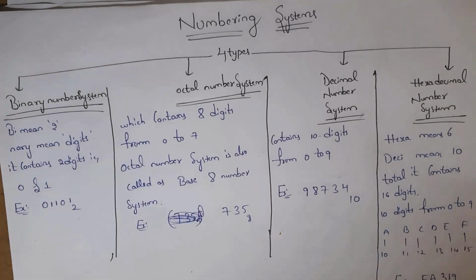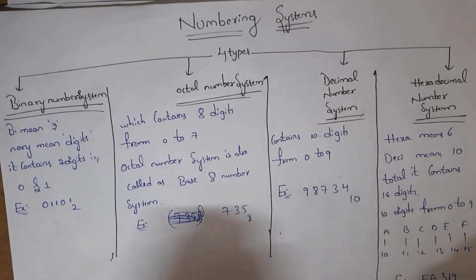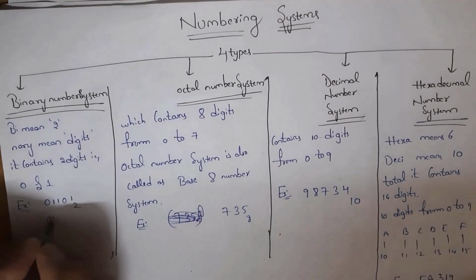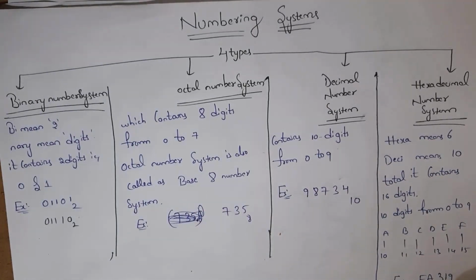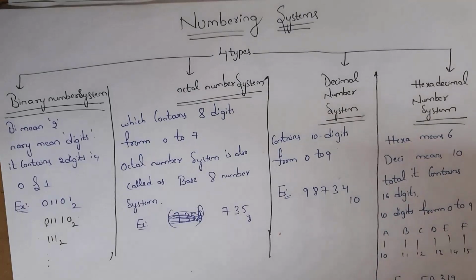This binary number system contains only 2 digits. They are 0 and 1. I will give one more example 01110 base 2. It is also an example of binary number system 111 base 2. We also call this binary number system as base 2 number system.